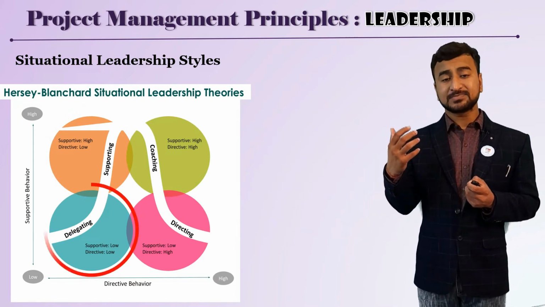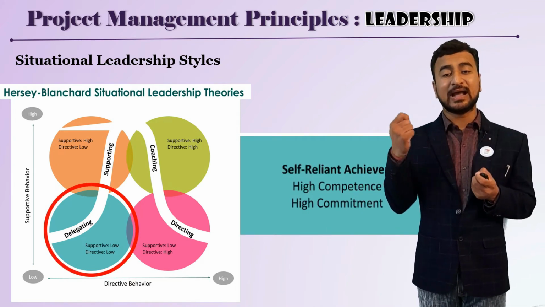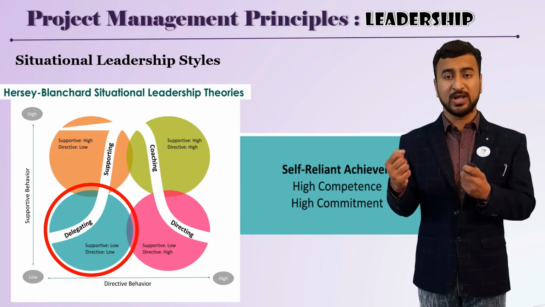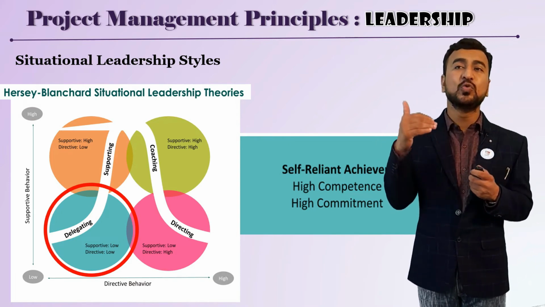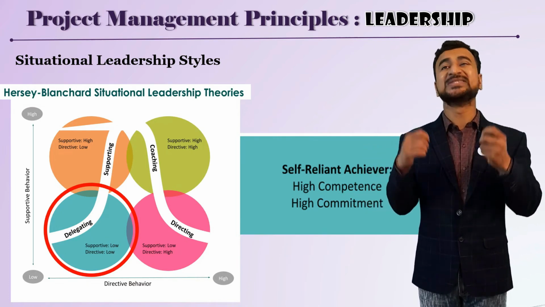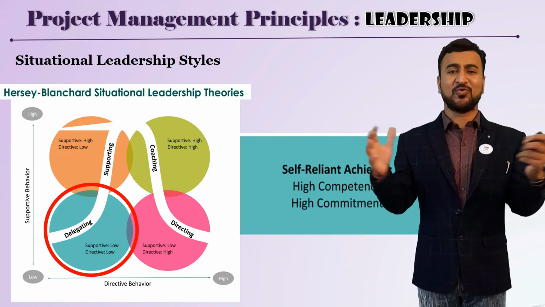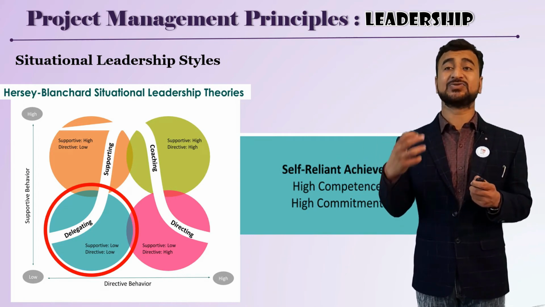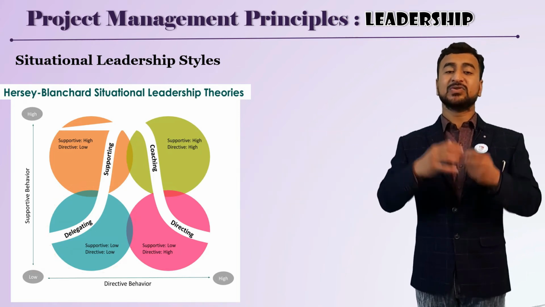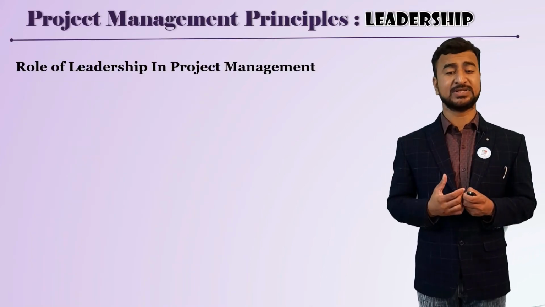And the fourth one we call delegating. When you have self-reliant achievers, a team with very high competency and high commitment to the goal, at that time it's not required for you to get involved in each and every small step or do micromanagement. At that time, it's your responsibility to delegate the task to the team and enjoy the show, meaning watch how they are performing. So that is delegation. They have that self-confidence and you empower them to achieve bigger and better things. So these are the situation-based leadership style approaches that you have to apply based on the given situation.